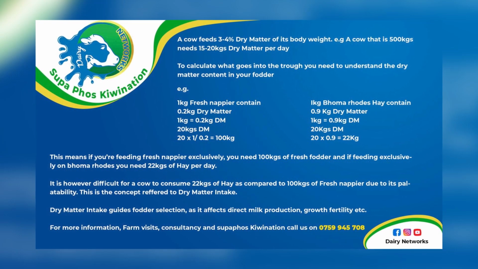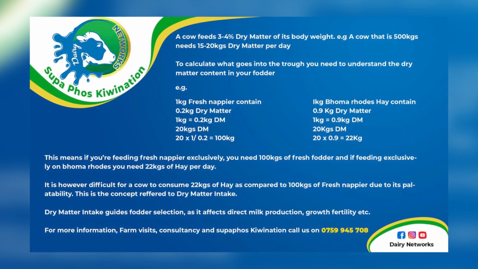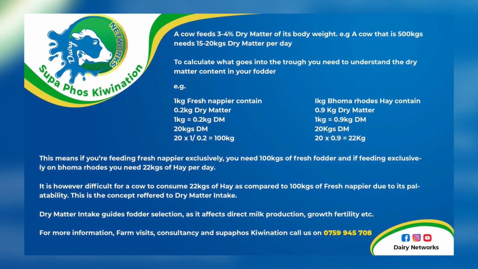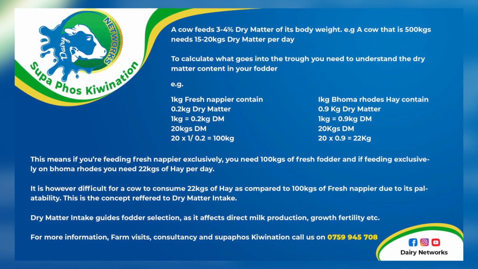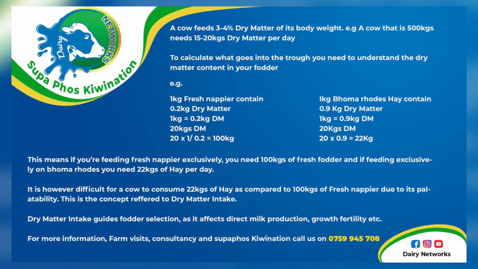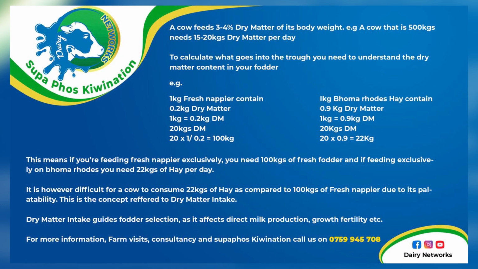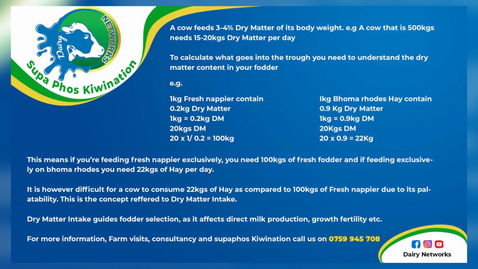What does that mean? If I'm feeding exclusively on fresh Napier, my 1 kg of Napier has 0.2 kgs of dry matter, and my target is 20. So I take my 20 and divide by 0.2. That gives me approximately 100 kgs of fresh Napier.